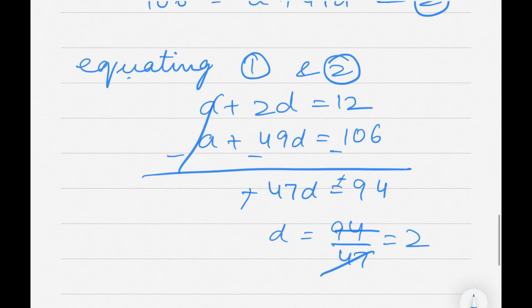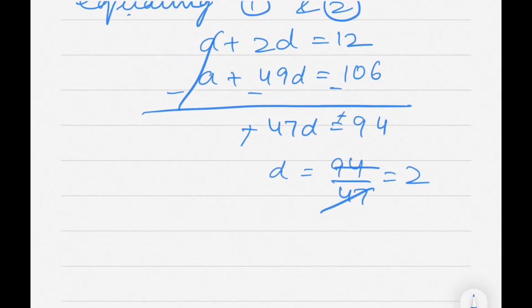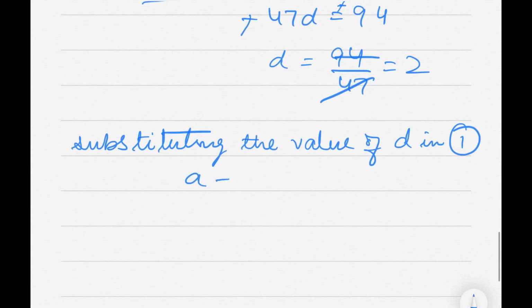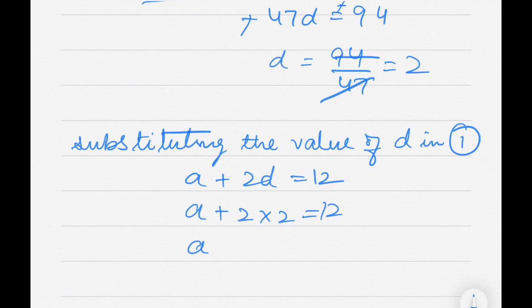Now I have to find a. So I'll substitute the value of d in first equation. A plus 2d is equal to 12. Now a is what I have to find out, plus 2 into 2 is equal to 12. So now a is equal to 12 minus 4. So a is equal to 8. Okay, so we got this value for d and we got a as 8.